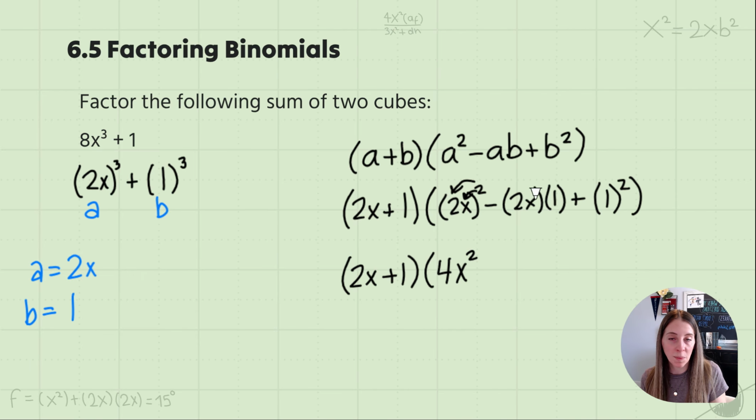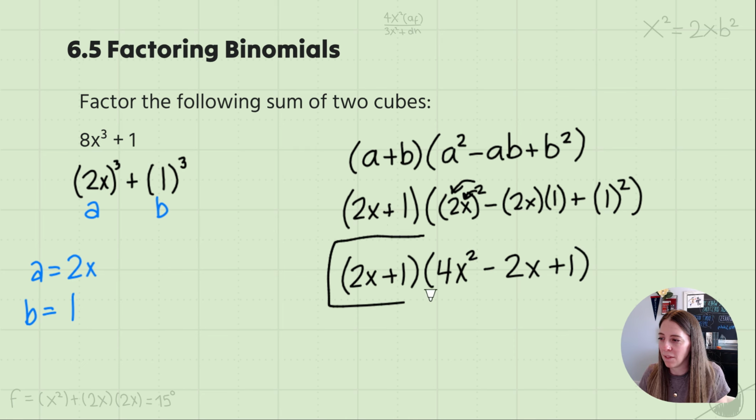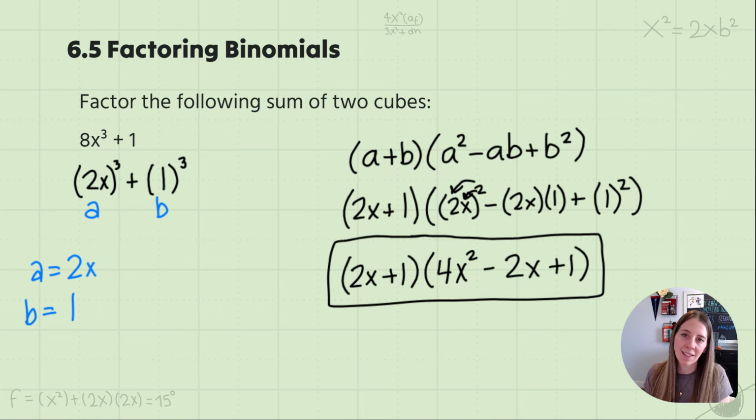Then we can multiply 2x times 1 is just 2x, so minus 2x, and then 1 squared is just 1, so plus 1. Oops, and that should be a parenthesis. There we go. So that is how we factor the sum of 2 cubes. All right, so that's it.